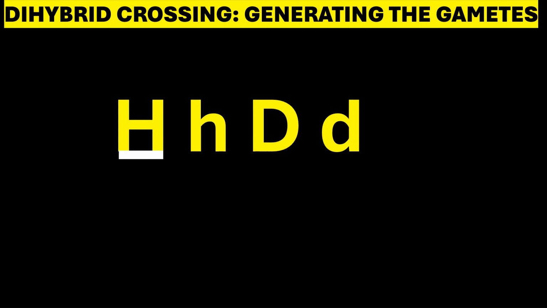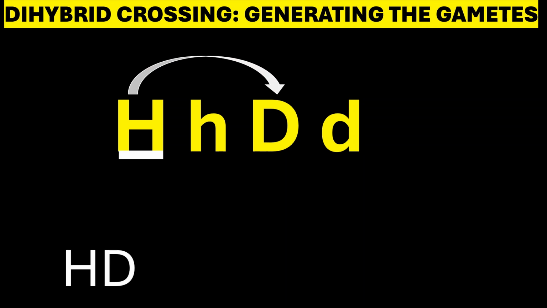I'm going to use the H to help me generate the gametes. Using the D is possible, but it might be confusing, so I will advise you to start with the H. Whilst I stand with H, I draw my arrow. The arrow touches D. Let the arrow not touch H. H is not crossing itself. All the H will have to cross all the D's. So the H will cross this D. That will give me the first gamete.